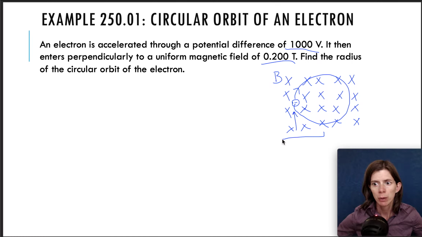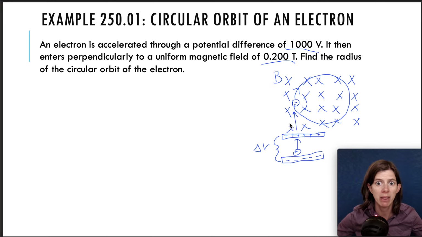If you remember, we've often drawn plates to visualize this. If you have the plates here, the negative plate and the positive plate, and electrons that want to be accelerated here, then they're going to have a certain speed by the time they get to the positive plate, and it's with that speed that they're entering this external field. So this potential difference, delta V, is simply there to get the electrons up to speed before they enter the field. That said, we're looking for the radius of the circular orbit. We're looking for r here.